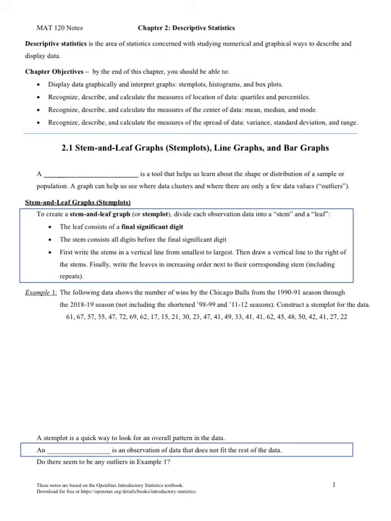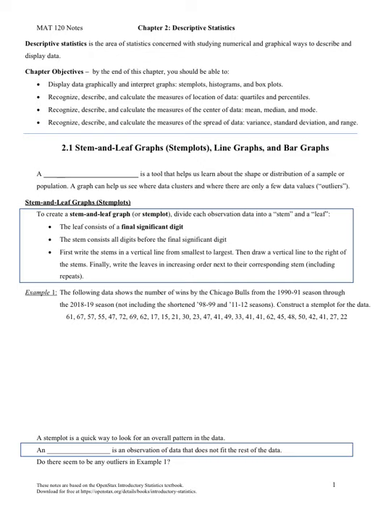This is the first video to Chapter 2, Section 1, and in this chapter we'll be discussing descriptive statistics. With descriptive statistics, we're studying numerical and graphical ways to describe and display the data. In Section 2.1 specifically, we're going to learn the stem and leaf graphs, the line graphs, and the bar graphs.